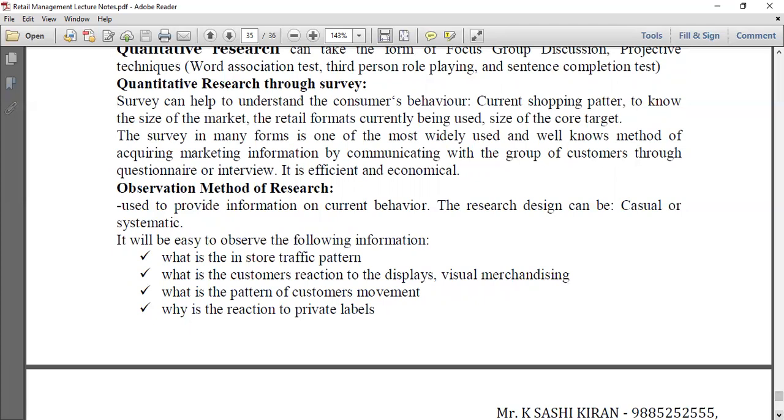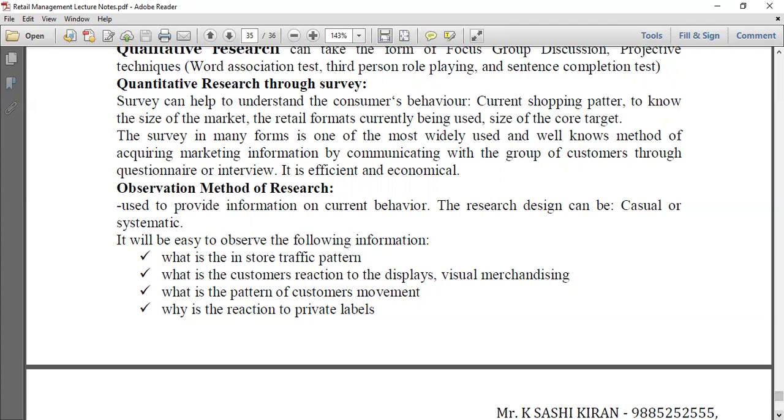How do you acquire this market information? By communicating with a group of customers through questionnaire or interview. It is efficient, at the same time it is economical also. And the next type of research is the observation method of research. Now, it is used to provide information on current behavior. This research design can be casual or it can be systematic. But this is the information that we can get by following the observation method of research.